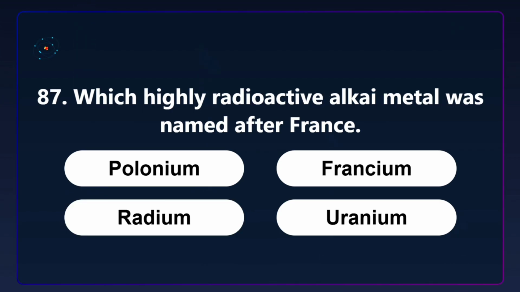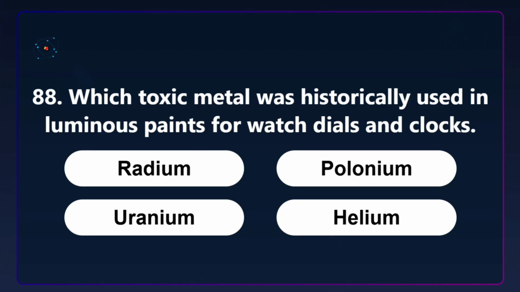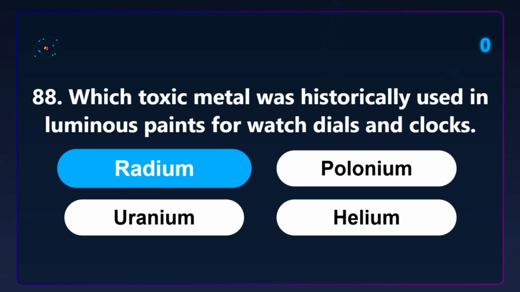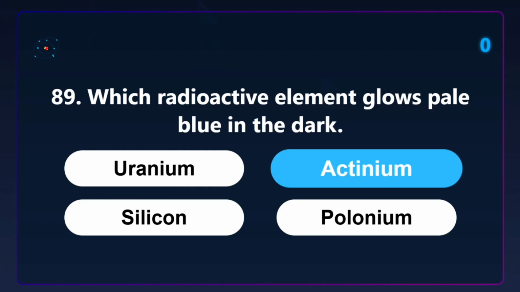Question 87. Which highly radioactive alkali metal was named after France? The answer is francium. Question 88. Which toxic metal was historically used in luminous paints for watch dials and clocks? The answer is radium. Question 89. Which radioactive element glows pale blue in the dark? The answer is actinium.